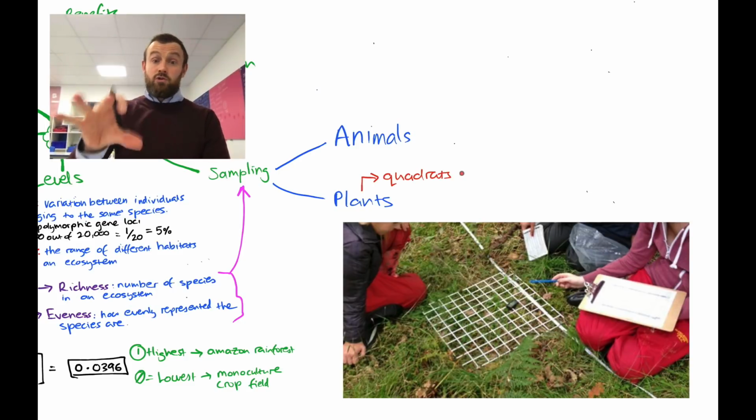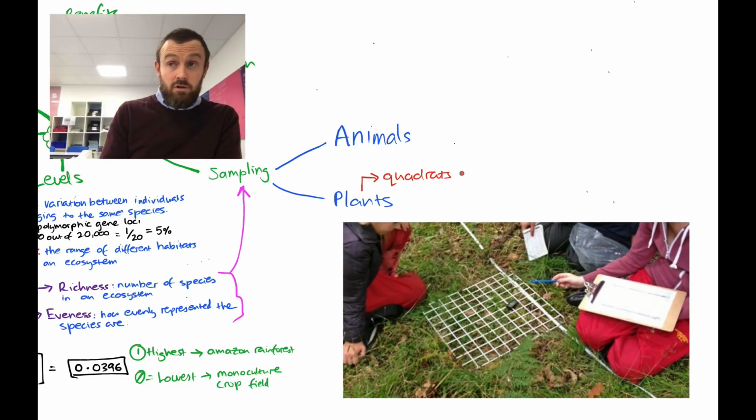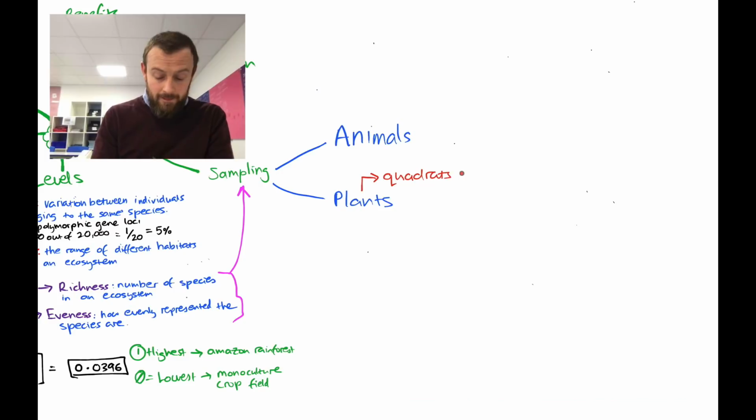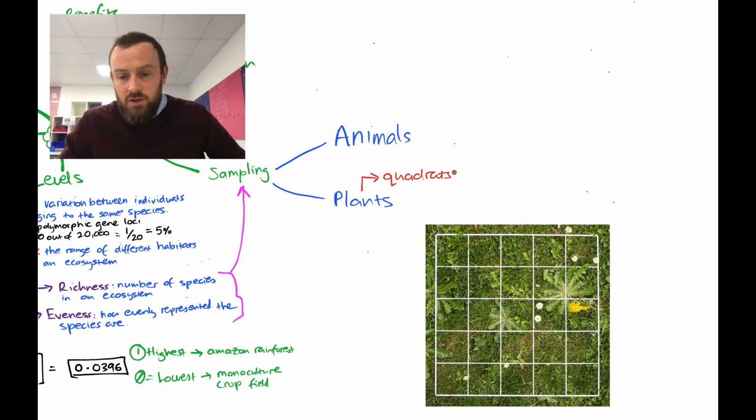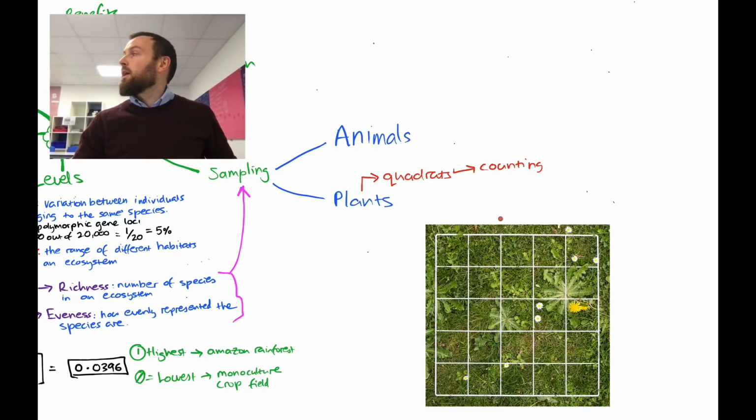So here's a picture of a quadrat in use, just in case you're not sure what it looks like. And when we're using quadrats, there's basically two ways we can use it. We can either do some counting and just count the number of plants in a quadrat, or we can do percentage cover.